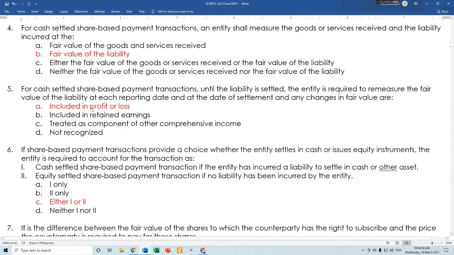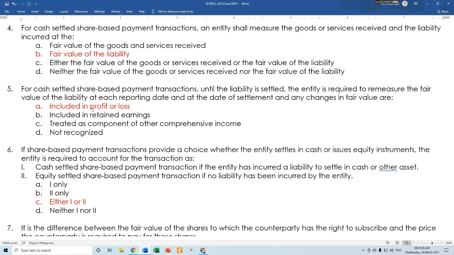Number 4, for cash settled share-based payment transactions, an entity shall measure the goods or services received and the liability incurred at the letter B, fair value of the liability. Okay? So yun siya. So cash settled kasi yun eh. So ang mangyari doon, syempre kung magkano yung utang na babayaran natin, di ba? Or magkano yung utang talaga na i-recognize natin. So letter B ang sagot.